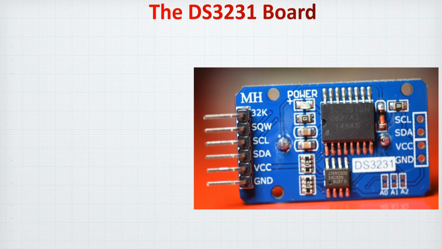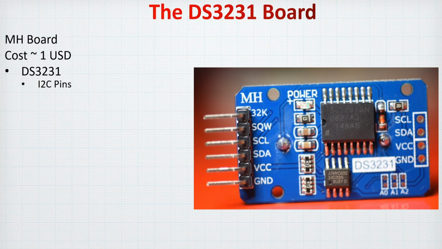Okay, after that, let's take a look at the board that we are going to use, this MH board. First of all, it costs around $1. It's very cheap, and it has two components. The first one, as we discussed, is the DS3231, which is our real-time clock, and it has the I2C pins, which are ground, VCC, SDA, and SCL clock. And also it has the SQW, which is a square wave pin, so you can generate a square wave using that pin, or use it as an interrupt. So it's a double usage pin that you have here. I don't know why they labeled it only SQW.